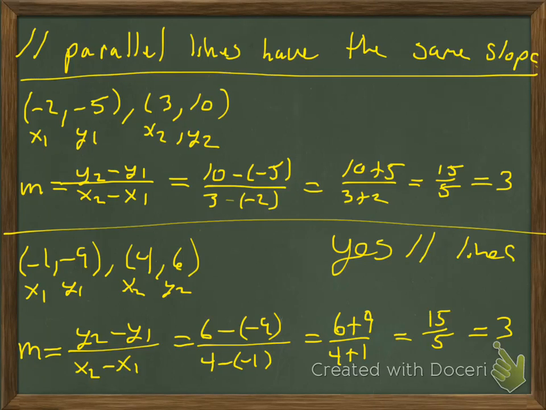And you see that my slopes are the same. So if the slopes are the same, that means they are parallel lines. Okay. All right.